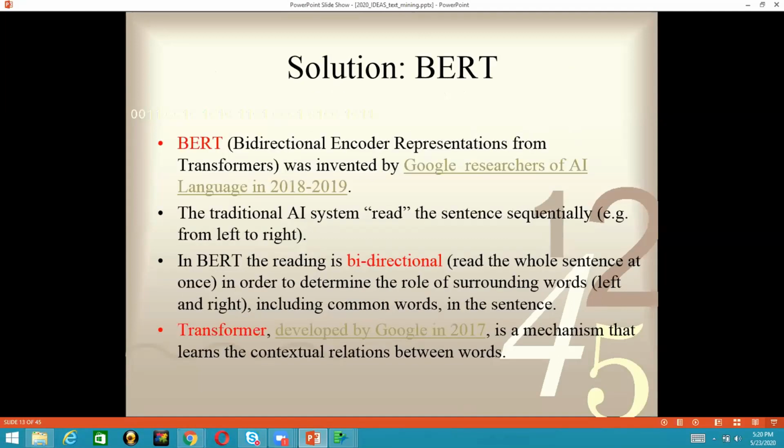So the solution is BERT. What's BERT? BERT stands for Bidirectional Encoder Representations from Transformers. BERT was invented by Google AI language researchers in 2018 and 2019. I believe the paper was released in 2018 and then fully implemented in 2019.